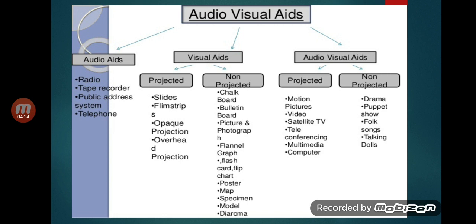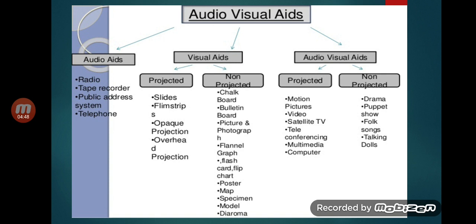And under audiovisual aids again there are two subtypes, projected and non-projected. Under projected: motion pictures, video, satellite TV, teleconferencing, media computer. And under non-projected: drama, puppet show, folk songs, talking dolls. These are the types of audiovisual aids.